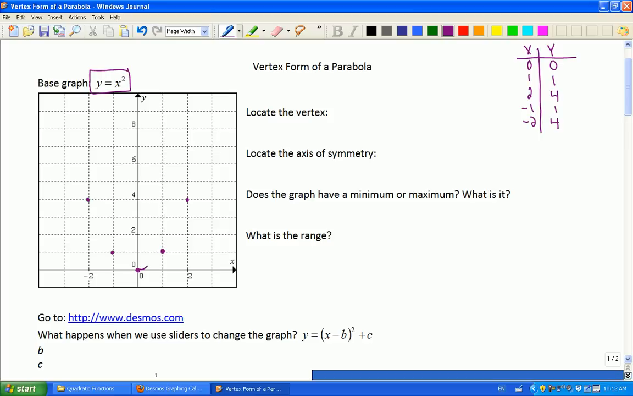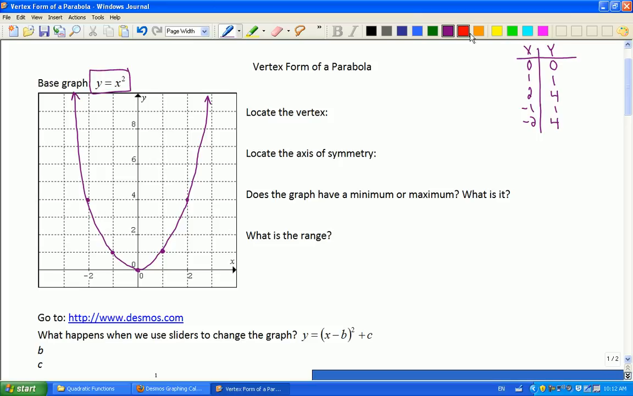Now we can connect these dots and try to get a good idea of what a parabola looks like. I'll do my best to make a good graph. That's not bad. But now that you can see what the parabola looks like, we want to be able to talk about some of the terminology and the language that we'll use to describe it.